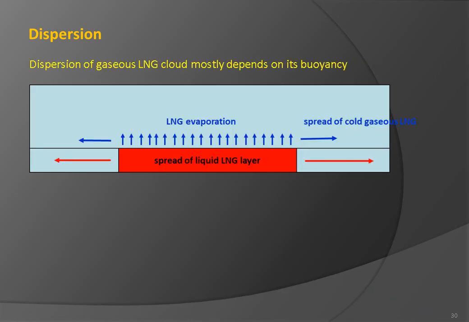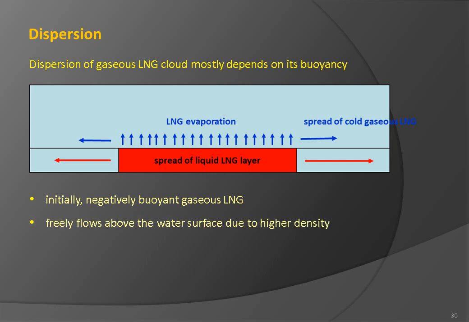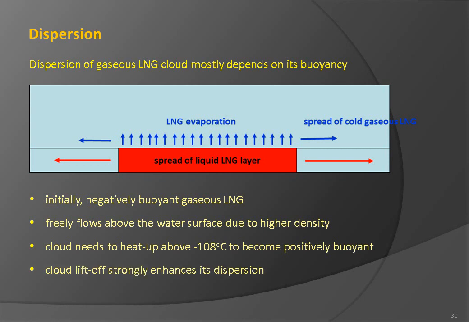It has to be noted that dispersion of gaseous LNG cloud mostly depends on its buoyancy. At the beginning, the gaseous LNG is at its saturation temperature, that is at minus 162 degrees Celsius, and is therefore negatively buoyant. Due to its high density, it freely flows above the water surface. The cloud needs to heat up above minus 108 degrees Celsius to become positively buoyant. It is buoyancy that lifts it up from the water surface and strongly enhances its dispersion.